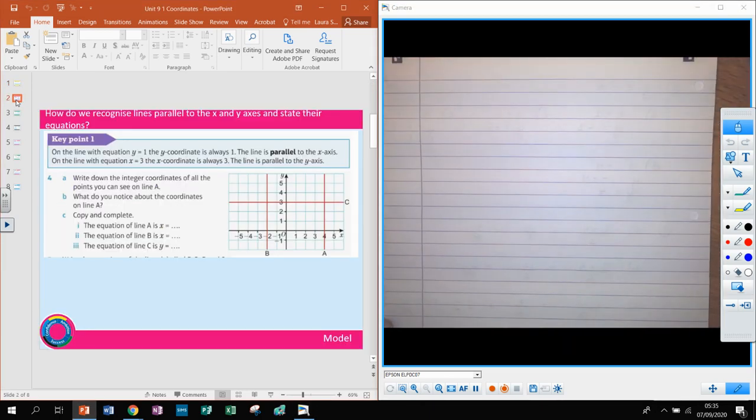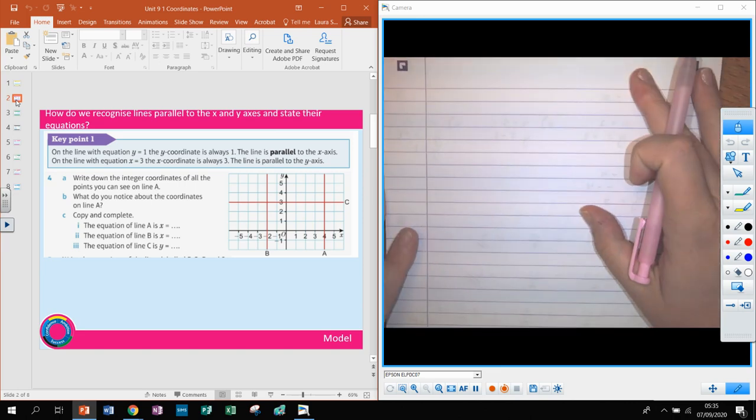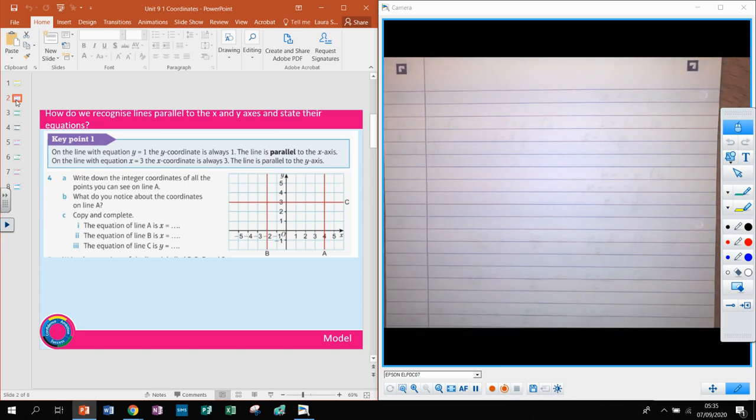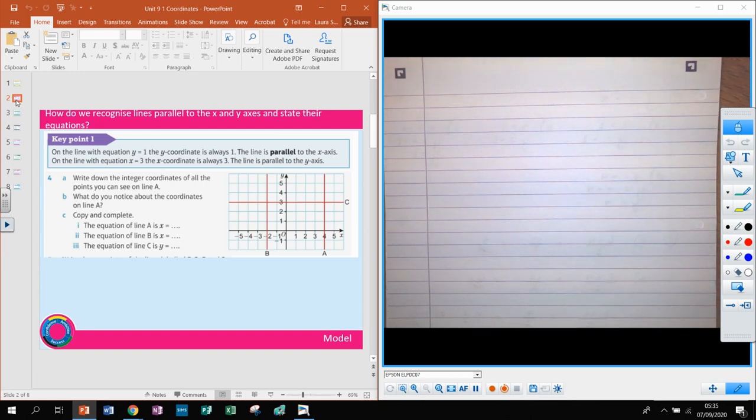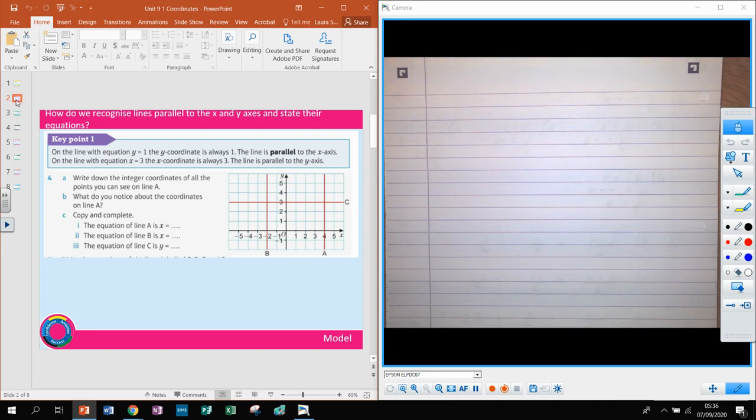Okay, so let's take a look first of all at the key point. It says here that on the line with equation y equals 1, the y coordinate is always 1, and the line is parallel to the x-axis. On the line with equation x equals 3, the x-coordinate is always 3, and the line is parallel to the y-axis. Okay, so it looks here like any line where y is equal to a constant, like 1 or 2 or 3, etc., that it will be parallel to the x-axis.